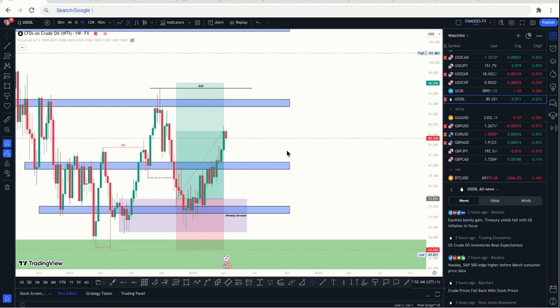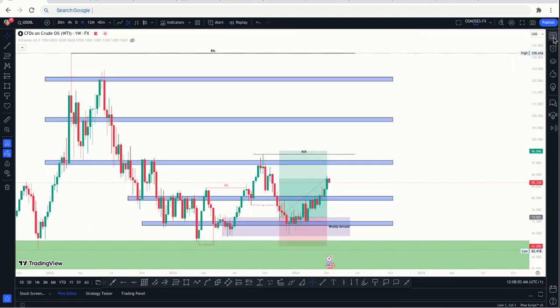This is Osmosis FX, and I want us to take a look at oil. Over the week, oil has been bullish.